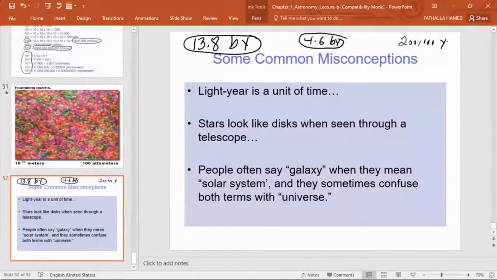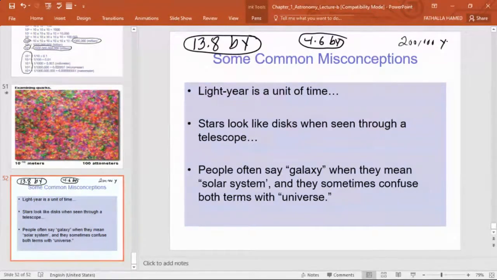Stars look like disks when you see them through a telescope. When you look at the sun, it looks like a disk to you, but the sun is a big sphere. It only looks like a disk because it's far away from here. People often say galaxy when they mean solar system, and they sometimes confuse both terms with universe.